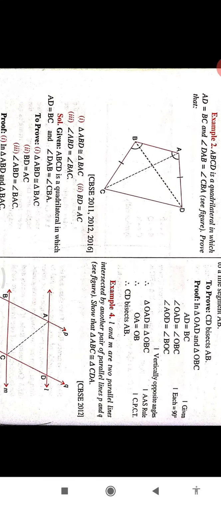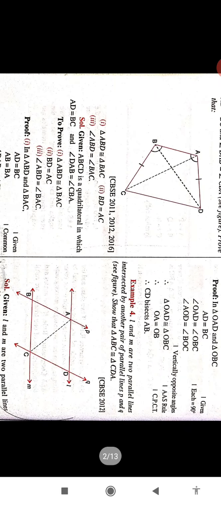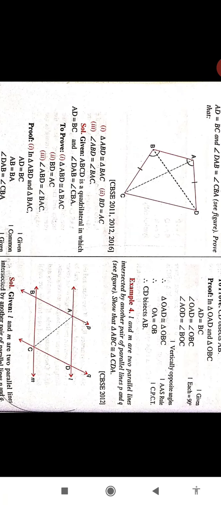Now we are going to take example 4. L and M are two parallel lines. We can see in the figure. You can write it in your notebook from the PDF. It is homework. But I will explain what is given.